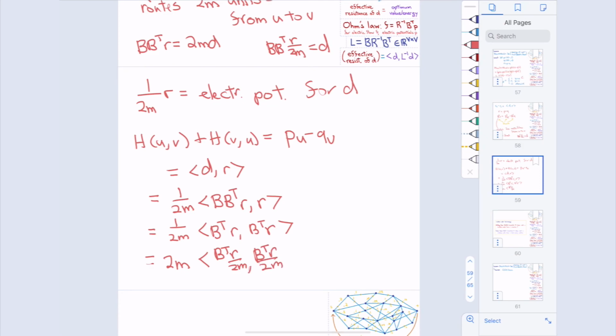This all seems crazy, but let me interpret. This is the electrical flow routing 1 unit of flow from U to V, because R over 2m was the corresponding electrical potentials. So flow times flow will give you the electrical energy to route 1 unit of flow from U to V. Energy for 1 unit from U to V. Okay, that was the lemma.